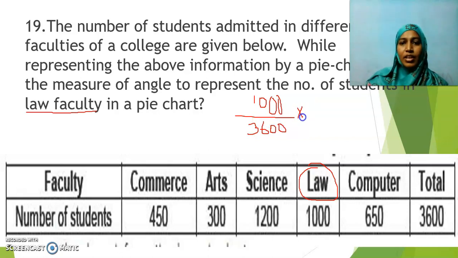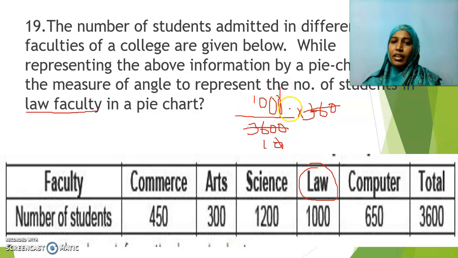Yes, it is 360 degrees. So can I cancel it now easily? Yes. 1 360 is 360, this is 10. 1 360 0, again this 0 0 cancels. So what is the degree? 100 degrees. Now the measure of the angle to represent the law faculty in a pie chart is 100 degrees.